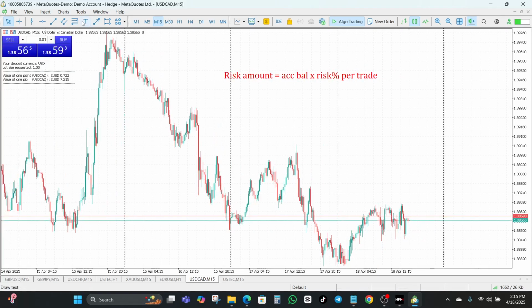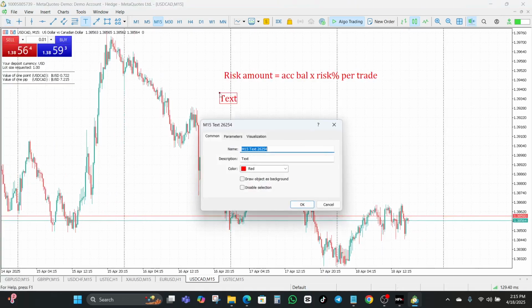Then your lot size is equal to your risk amount divided by your stop loss in pips multiplied by pip value.